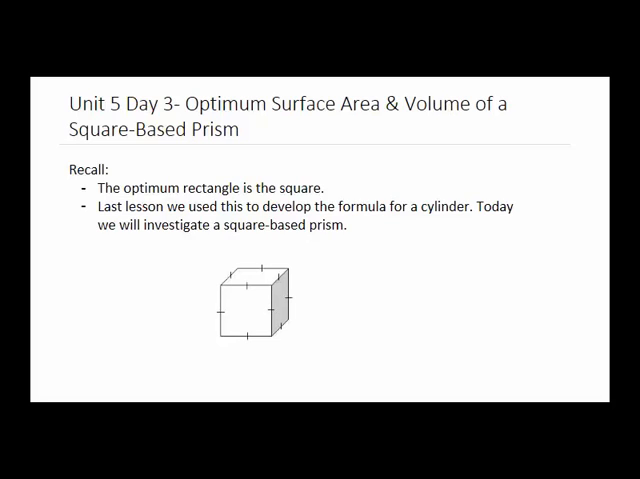Unit 5, Day 3, Optimum surface area and volume of a square-based prism. So recall that the optimum rectangle is the square. And last lesson we used this to develop the formula for a cylinder. So today we will investigate the formulas for a square-based prism.